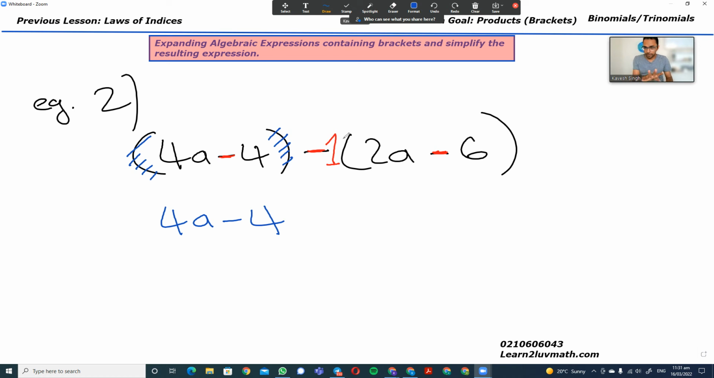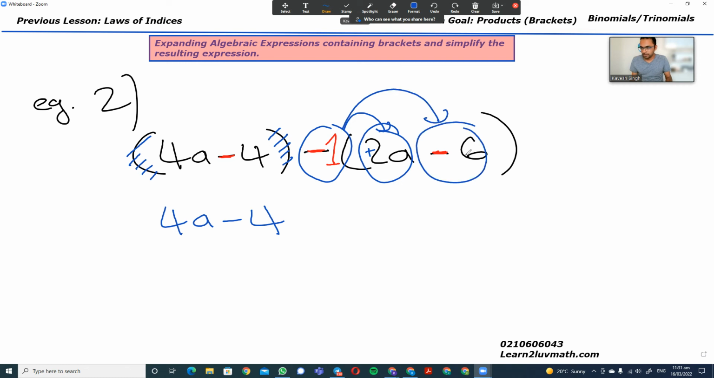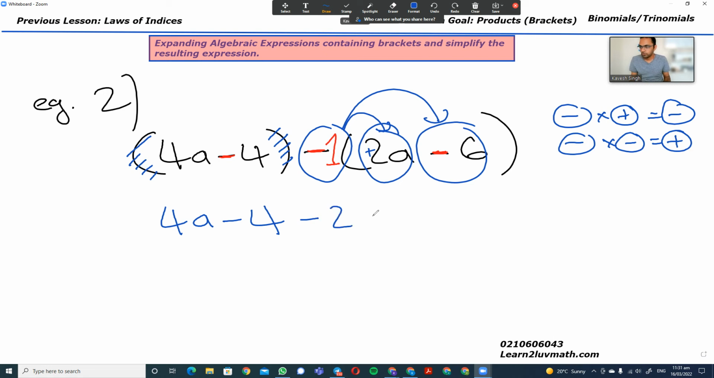Now, in the second bracket, I do have to multiply the negative 1 by the plus 2a, imaginary plus, and the negative 1 multiplied by the negative 6. And remember, negative times a positive is equal to a negative. Negative times a negative is equal to a positive. So here we go. Negative 1 times 2 will become negative 2a. Negative 1 times negative 6 will become positive 6.